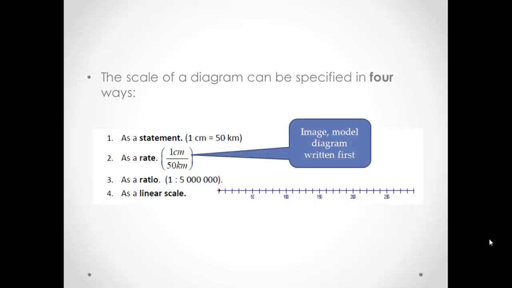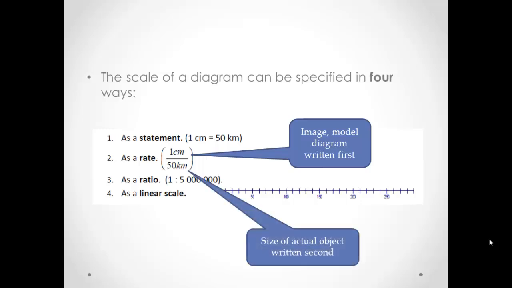When we use a formula that we'll be given in the next little bit, we have to remember that the value on the top relates to the image, the model, the diagram, whatever you have. Let's look at this example: we have 1 centimeter to every 50 kilometers. This could be a good example of a map. So 1 centimeter on a piece of paper could relate to a map of BC, which is a lot larger, drawn in kilometers. The size of the actual object would be written second.